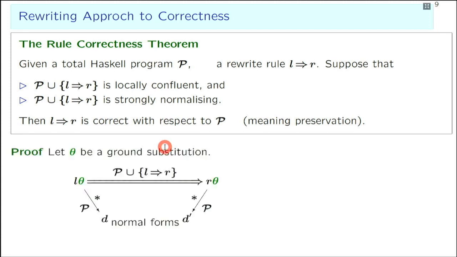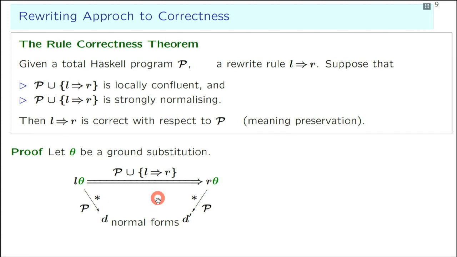Let theta be a ground substitution, and then we can have an actual rewrite step of this rewrite rule L to R. So in this case, we try to calculate the normal form of both sides of this rewrite step by using program P. They must have normal forms for both terms because we have assumed that this is strongly normalizing. But these two normal forms may be different.